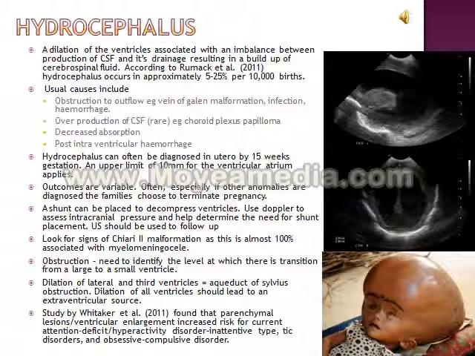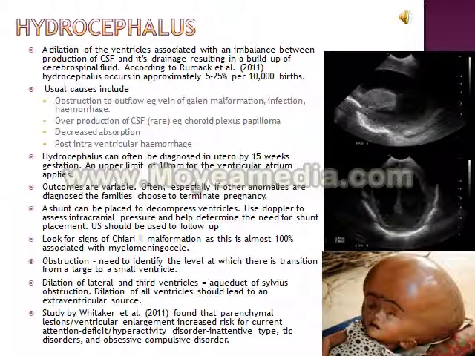Our upper limit of 10 mm for the ventricular atrium applies. Ventricular size is slightly larger in newborns than in older children. Once recognised, close inspection for spinal dysraphism, other CNS or extra CNS abnormalities is warranted. Chromosome evaluation is necessary if other abnormalities are recognised. We should look for signs of Chiari-2 malformation, as this is almost 100% associated with a myelomeningocele.